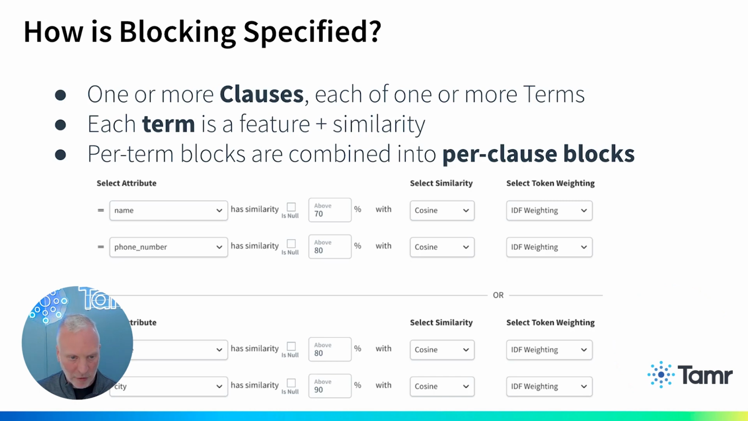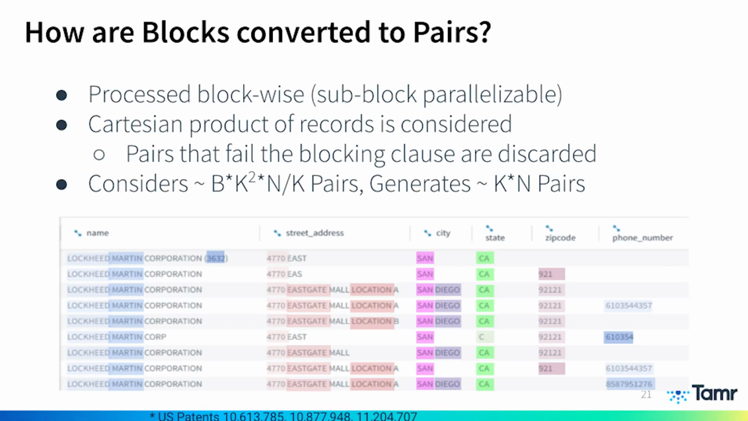I take all the blocks for the name feature and all of the blocks for the phone number feature, take the cross and hash those together. Those become the blocks for that record for that clause. So we have clause-wise blocks determined by this set of terms grouped into clauses that describe conditions under which two records are potentially meaningfully comparable.